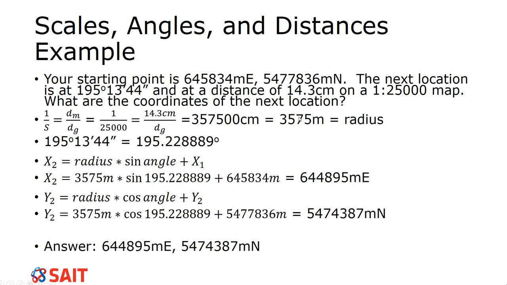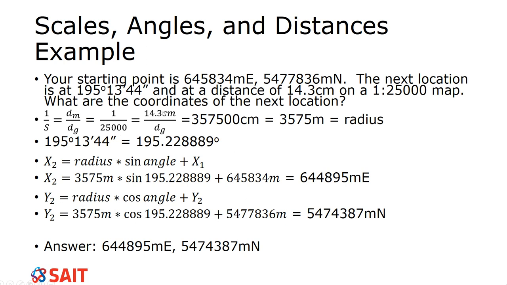So here's an example. We kind of did this in the last objective, but I'm trying to branch out a little bit further about how to do this. If your starting point is at these values, the next location is at that angle at a distance of this on the map. What are the coordinates of the next location? Like I said, in the last objective, 6.2, I gave a written example of this. We have my scale formula, 1 over s equals dm over dg, because we're going to try to figure out the ground distance here.